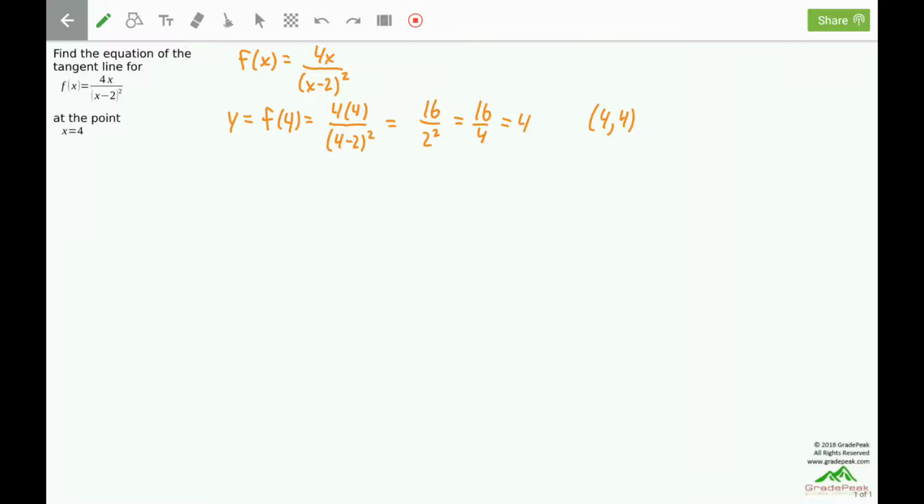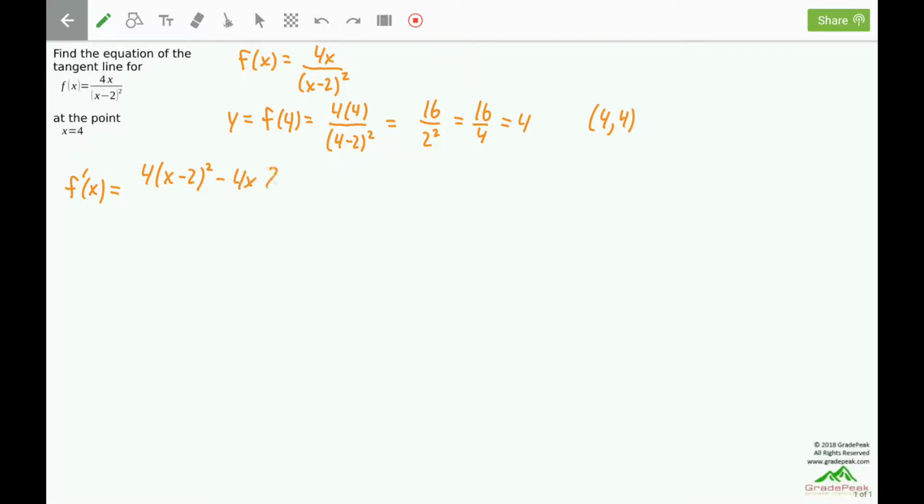Now that we have the x and y coordinates of the point, the next thing we need is the slope of the tangent line, and that is the derivative. So now we're going to evaluate the derivative of f of x. Well, our f of x here is a quotient, and therefore it's going to make use of the quotient rule for the derivative. So f prime of x will be the derivative of the numerator, which will be a 4, times the denominator left alone, (x minus 2) squared, minus the numerator left alone, 4x, times the derivative of the denominator.